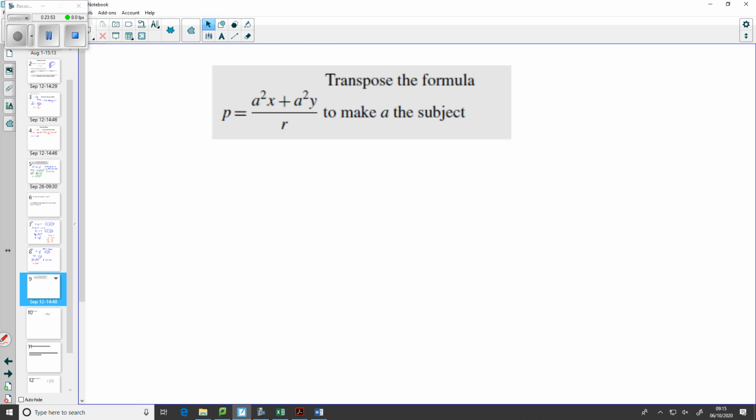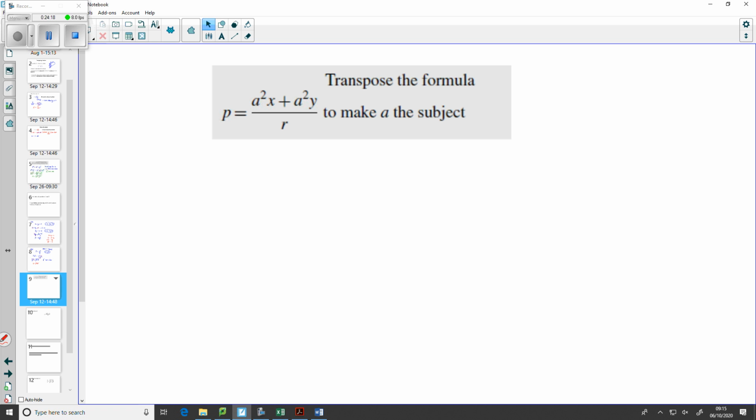So, what we're going to do now is have a look at one that's a little bit more tricky altogether. Transpose that formula, and I have to say I have no idea what it's for calculating. It's not one I recognise. P is equal to a squared x plus a squared y over R. We want to make A the subject.